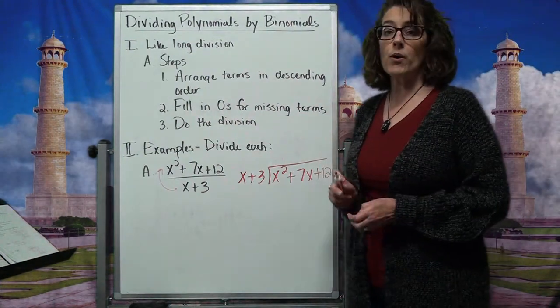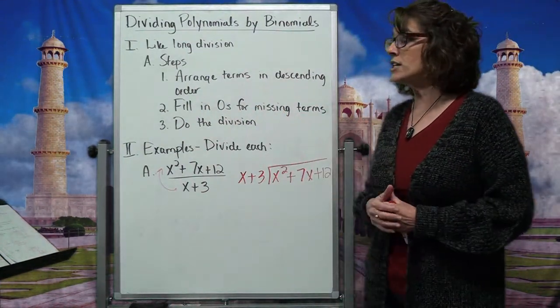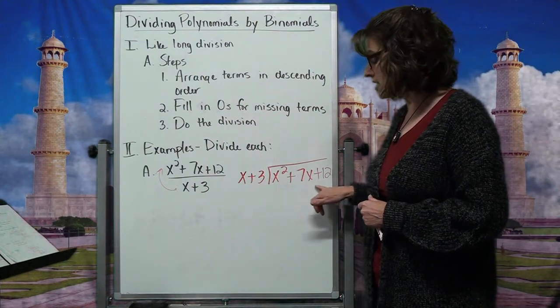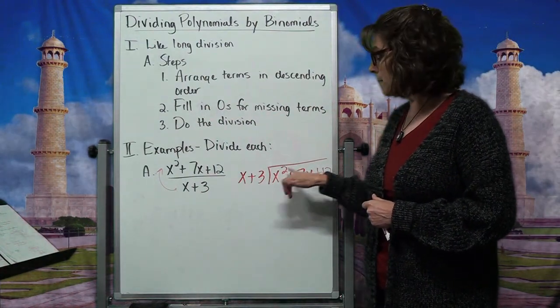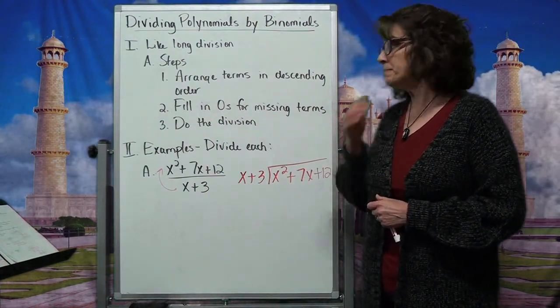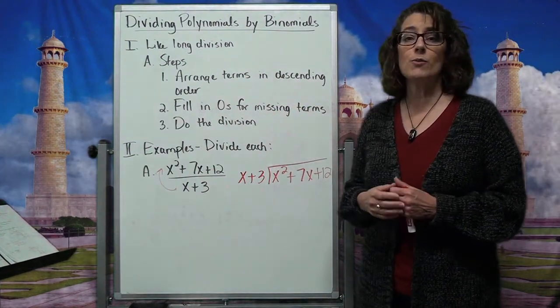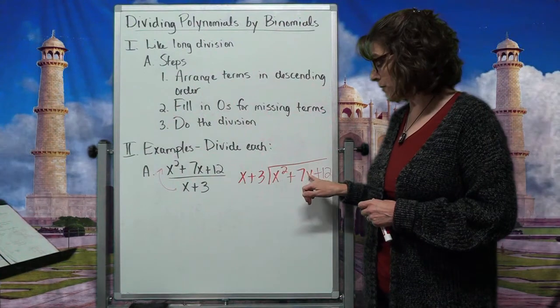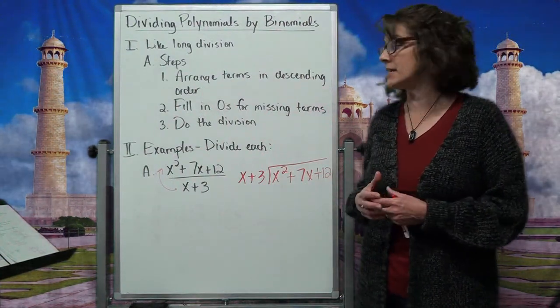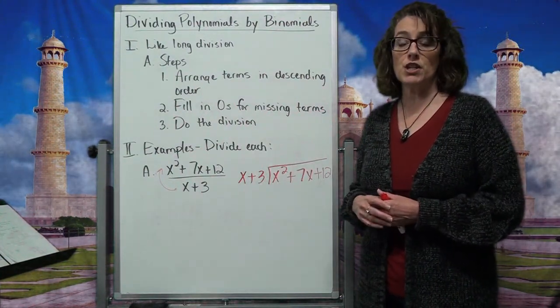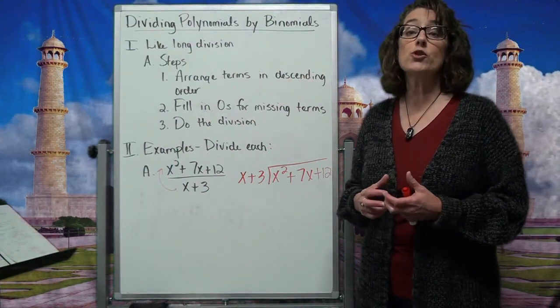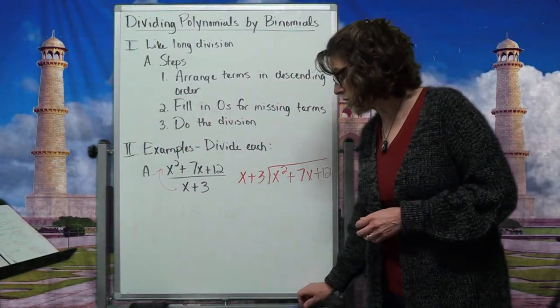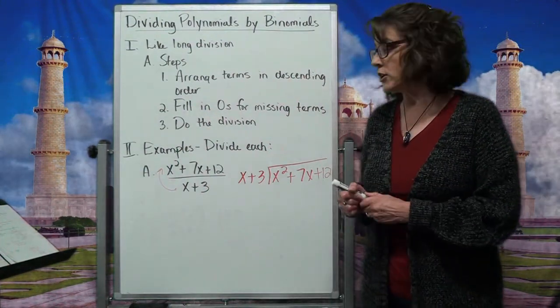Now here's the point where I said we need to make sure that our terms are arranged in descending order, and they are listed in descending order here. Second power, first power, no power. We're not going to fill in zeros for any missing terms because I'm not missing any terms. I have second power, first power, no power, so nothing's missing. Now I'm actually going to do the division. Now, like I said, this is similar to elementary school long division. So let's recap what that looks like.